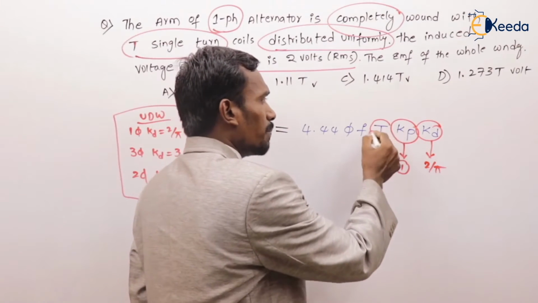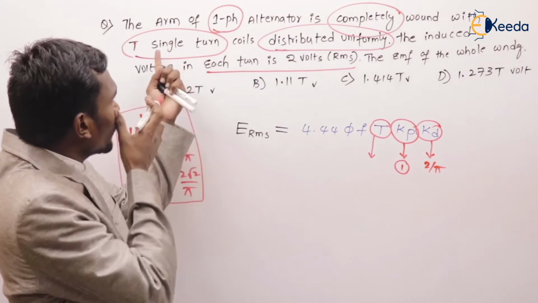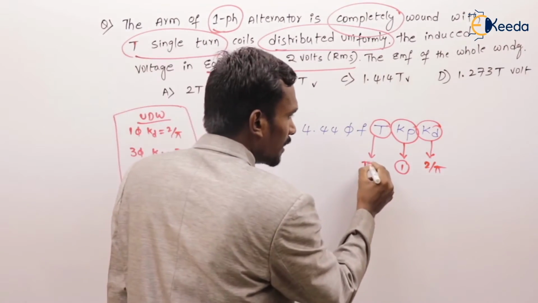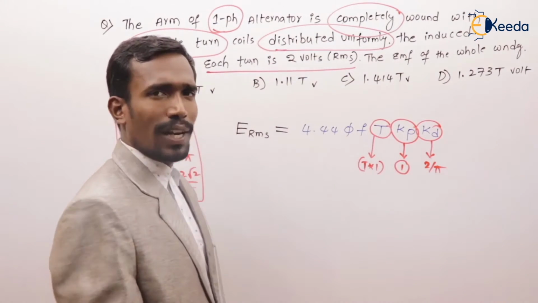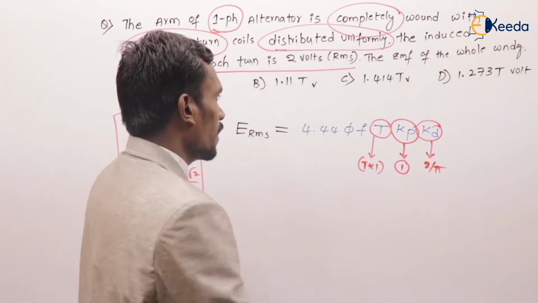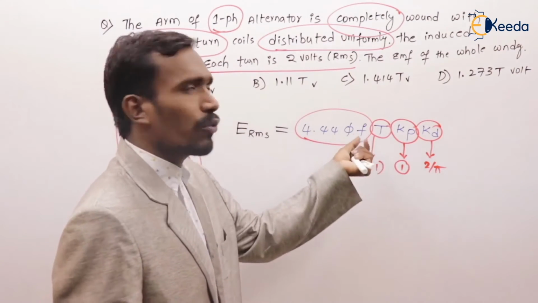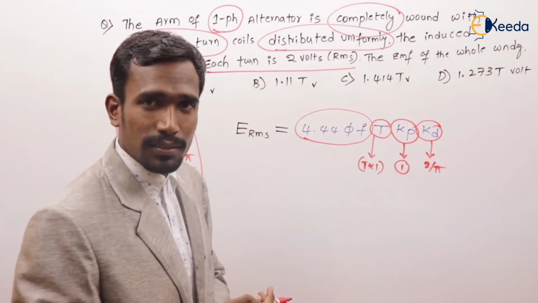And what is the number of turns for this coil? They have given T single-turn coils, T coils each 1 turn. Yeah, okay. Now what about this? They didn't give the frequency and the flux. How can we calculate this value, sir?